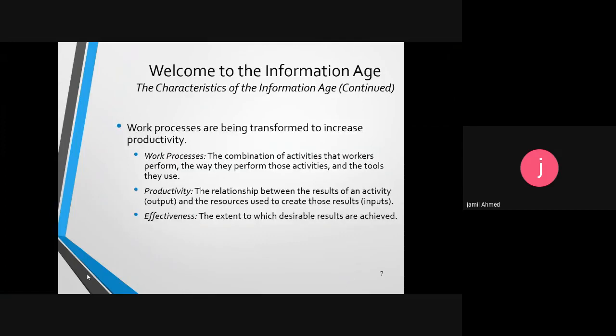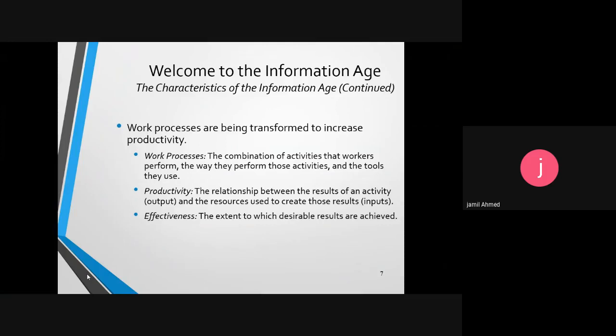So the characteristic of information technology is that work processes are being transformed into increased productivity, as we know that some enhancements are required from the working capabilities. Means we have to think at that particular point that information technology, or the work processes being transformed to increase productivity, is the main issue.